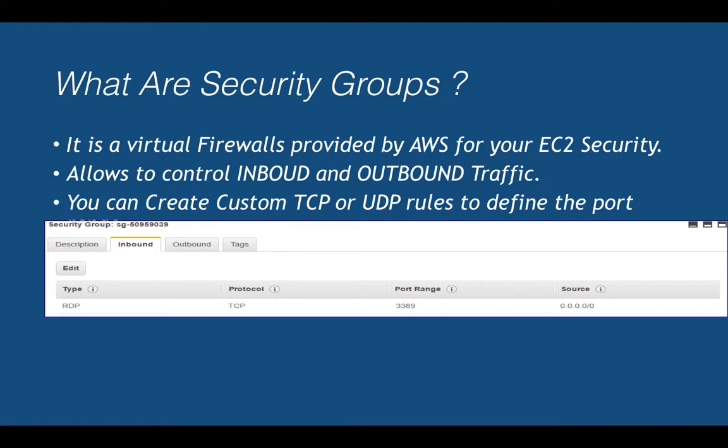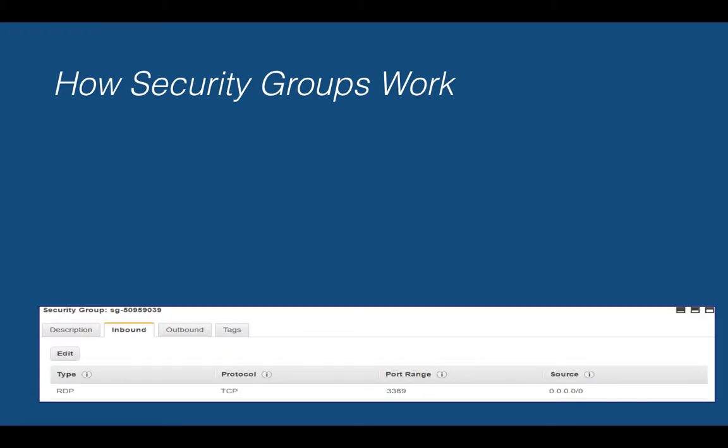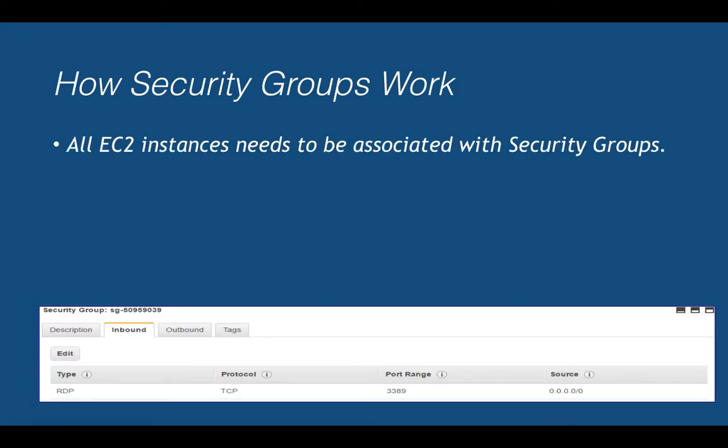And you can create custom rules. We'll see in the demo what the different rules we can create are and the ports we need to define. Similarly, you can see that we can create custom rules for different TCP, HTTP and other protocols to allow that particular traffic. So let's try understanding how security groups work. My dear friends, let's understand what a security group is and how it actually works.